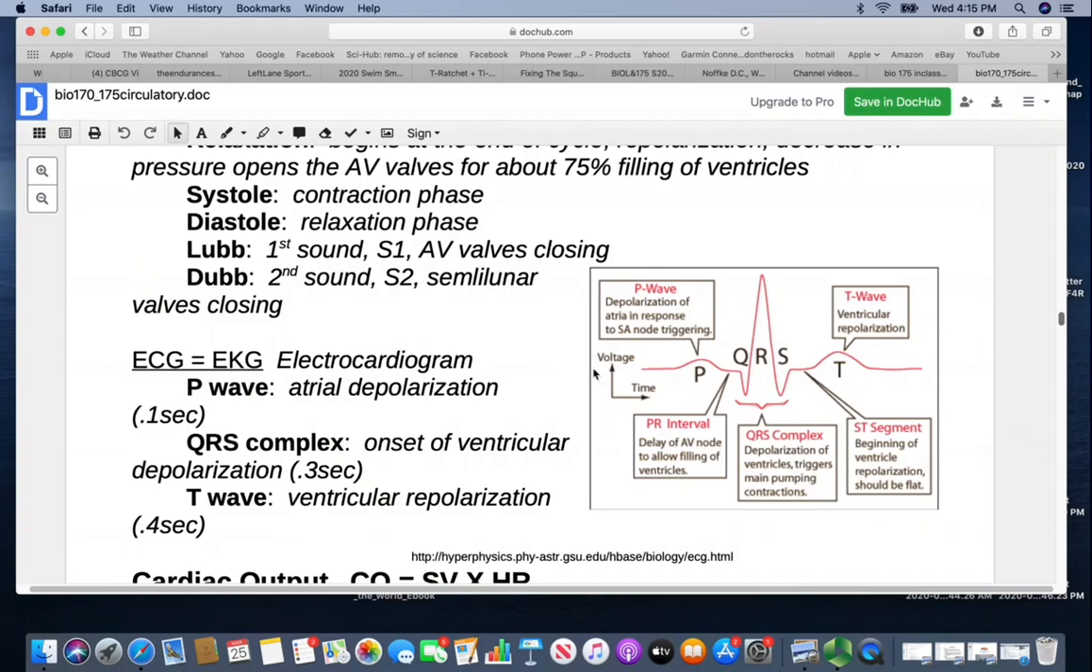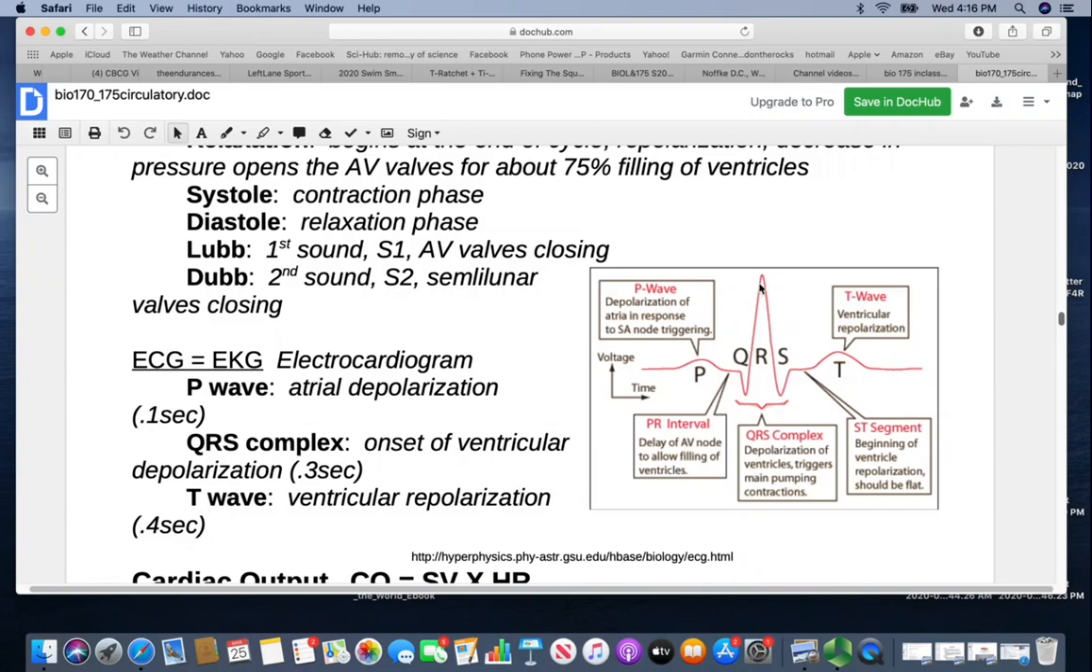So the first wave is your P wave here. This represents atrial depolarization. So this is looking at a heartbeat of, say, around 72 beats per minute to give you these relative times. Don't worry about memorizing them for my class. If you speed the heart up, all of these relative times are going to get shorter. If you slow it down, these relative times are all going to get proportionally longer. So the P wave, atrial depolarization, lasts about 0.1 second.